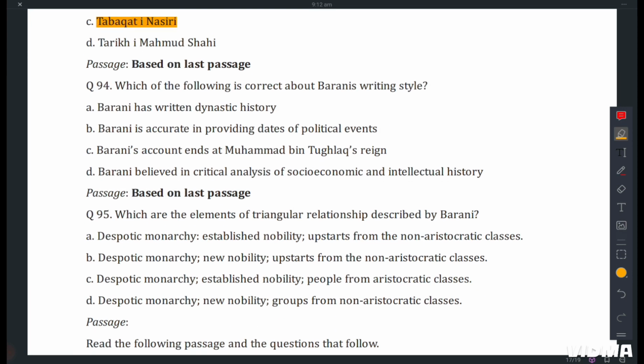Question number 94. Which of the following is correct about Barani's writing style? Barani has written dynastic history. Barani is accurate in providing dates of political events. Barani's accounts end at Muhammad bin Tughlaq's reign. Barani believed in critical analysis of socio-economic intellectual history. Option D. This is also given in the passage, the point. Okay.